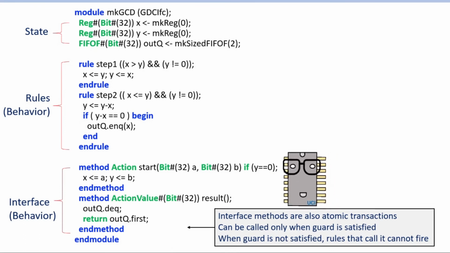unless y equals 0, which basically says that unless this module is idle, unless the computation is done, this method is not going to be callable.